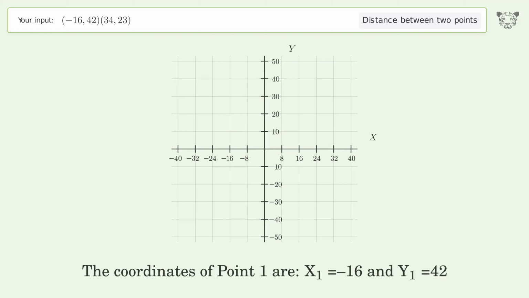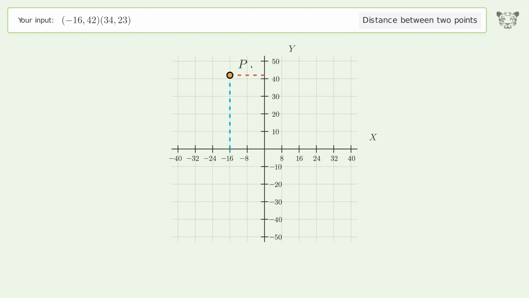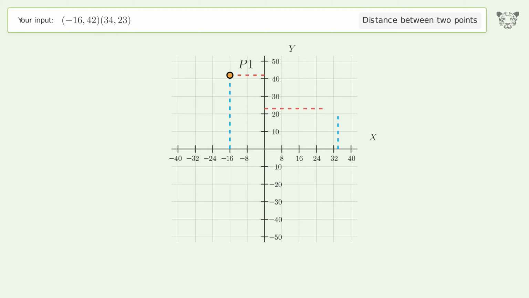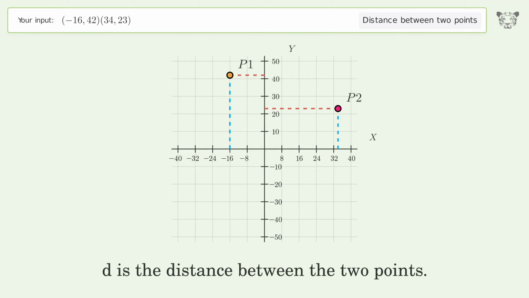The coordinates of point 1 are x1 equals -16 and y1 equals 42. The coordinates of point 2 are x2 equals 34 and y2 equals 23. D is the distance between the 2 points.